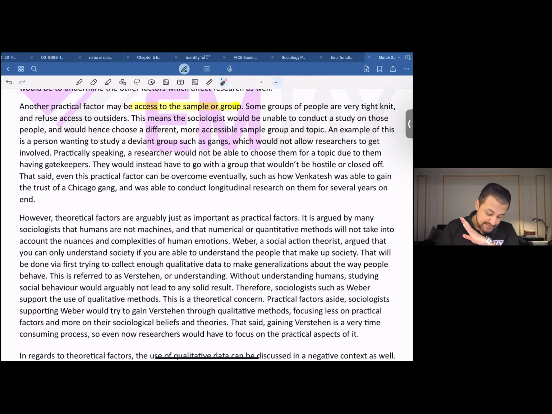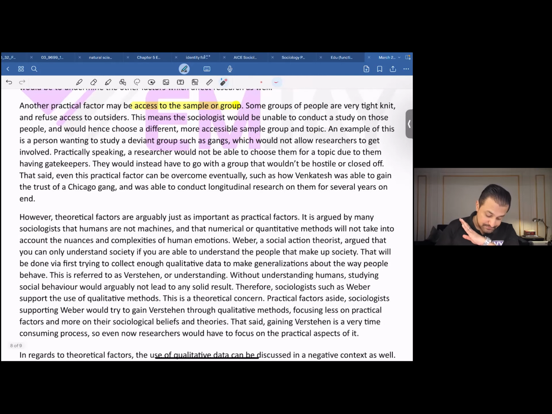An example of this is a person wanting to study a deviant group, such as a gang, which would not allow researchers to get involved. Practically speaking, a researcher would not be able to choose them for a topic due to them having gatekeepers. They would instead have to go with a group that wouldn't be hostile or closed off. That said, even this practical factor can be overcome eventually, such as Venkatesh was able to gain the trust of a Chicago gang and was able to conduct longitudinal research on them for several years on end.